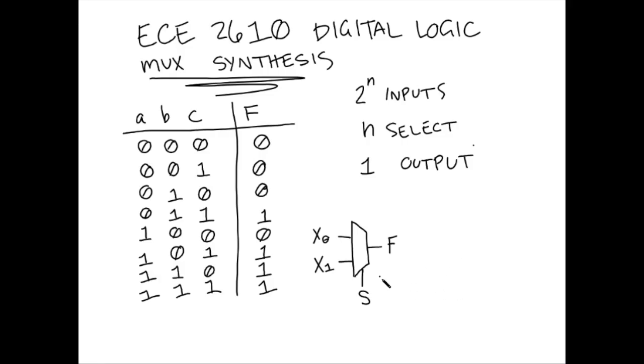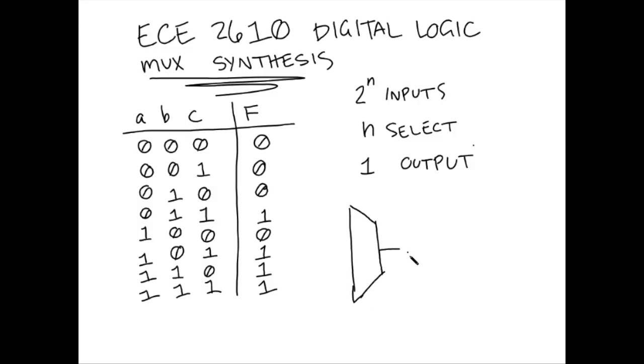So we can think of this kind of like a switch. Our S is our select line, and that's going to tell us which of these inputs we want to send to the output. So if S equals 0, we're going to send this guy, and F is going to be equal to x0. If S is equal to 1, we're going to send this guy, and F is going to be equal to x1. Now we can scale this up to a 4-1 mux.